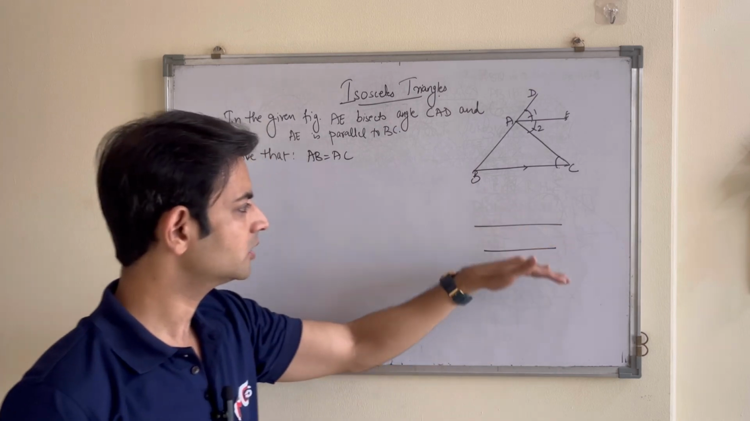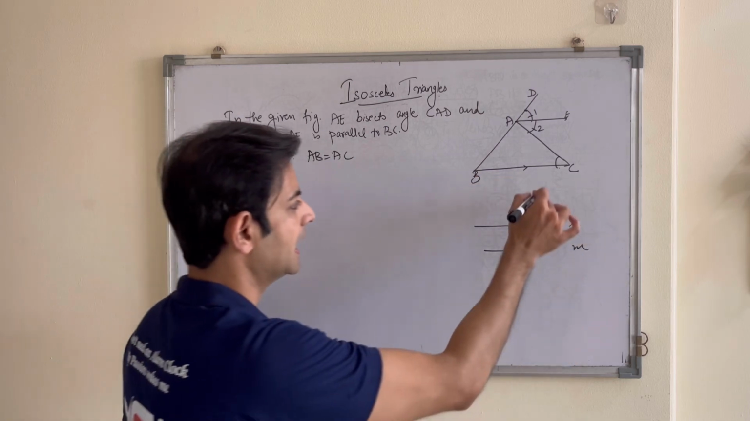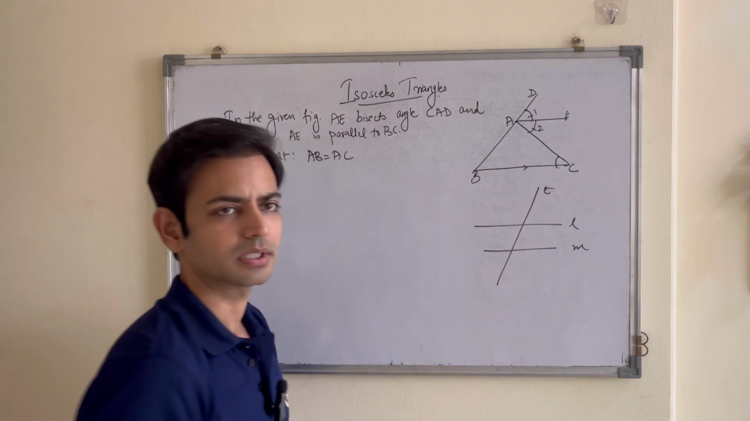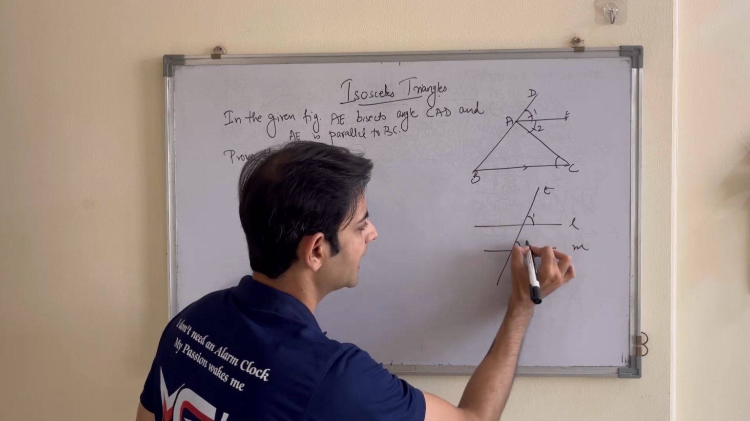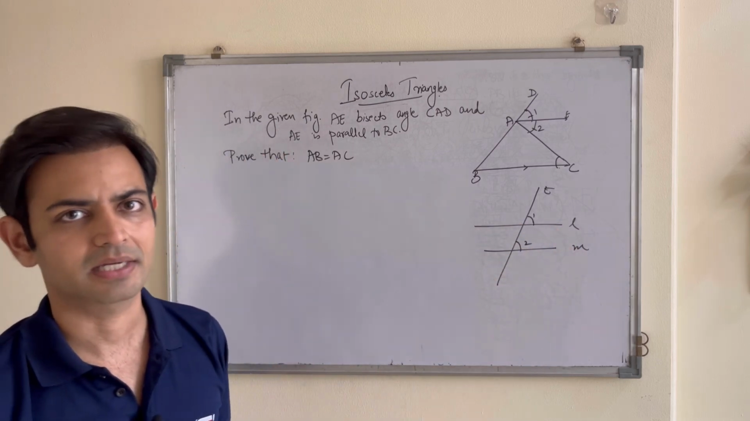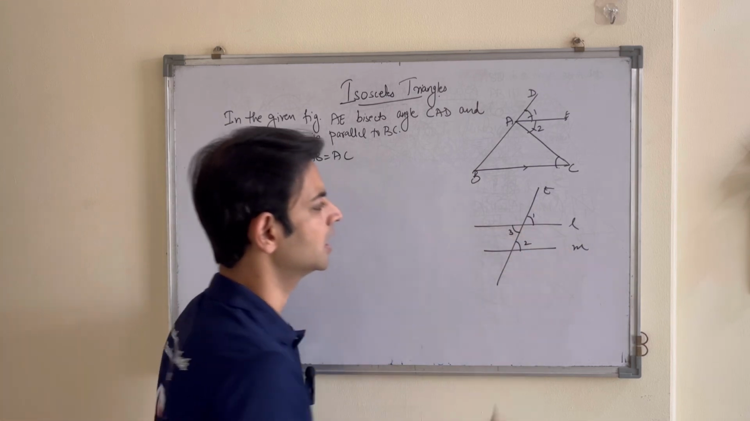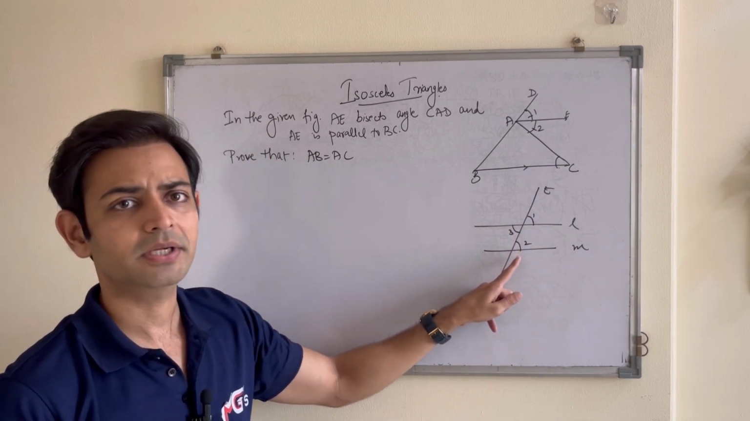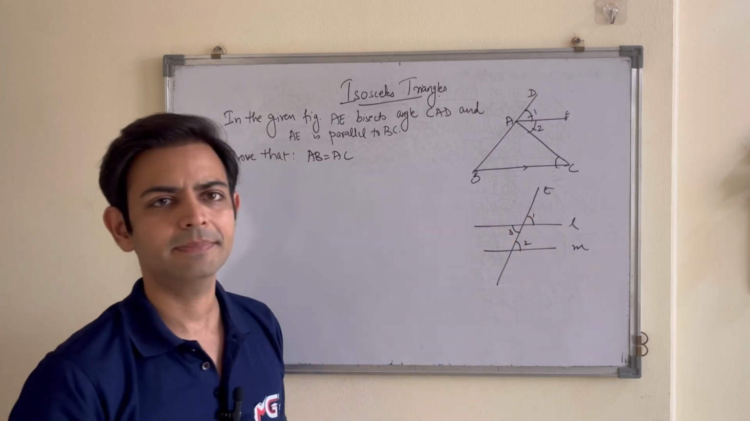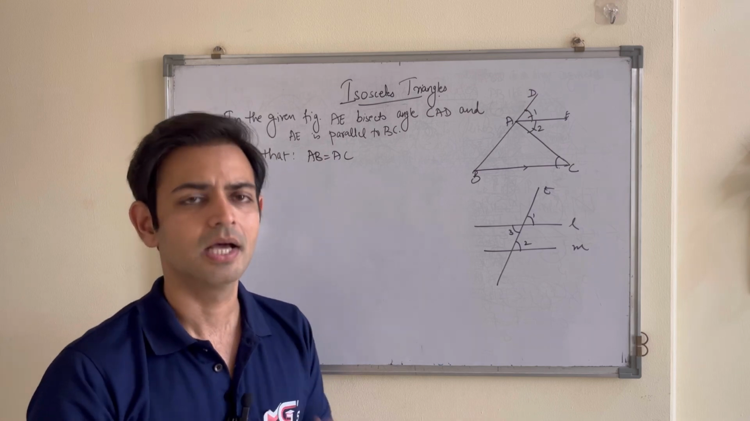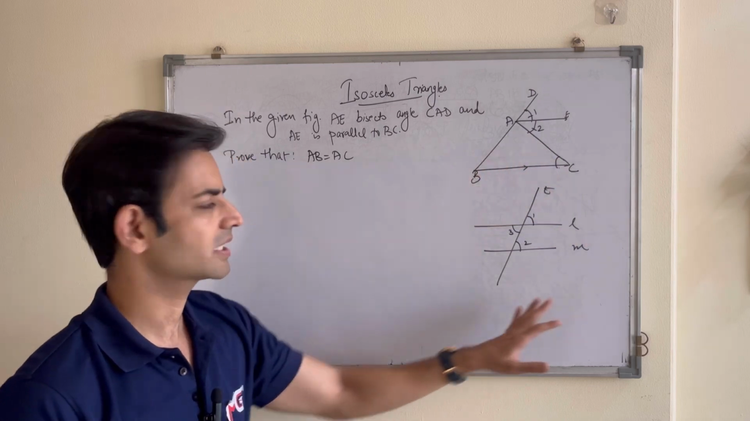Now if there are two lines L and M which are parallel to each other and this T is the transversal, then this angle and this angle, 1 and 2, they are corresponding angles, so they will be equal. If I have an angle 3 here, angle 3 will be equal to angle 2 because they are alternate angles, and angle 1 will be equal to angle 3 because they are vertically opposite angles. So don't get confused with vertically opposite, corresponding and alternate. You can always refer to such kind of diagrams.